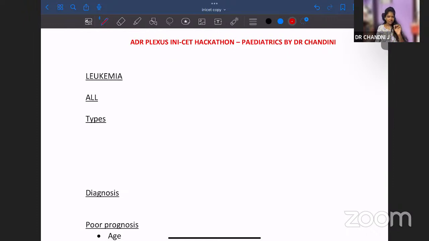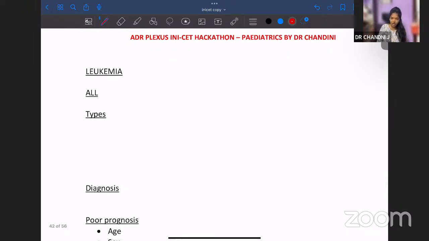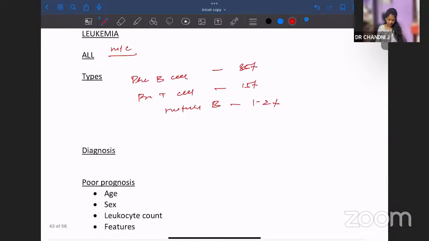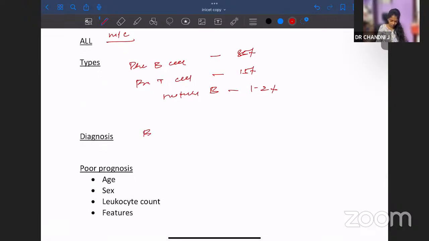Okay, now, coming to leukemias. Sometimes they have asked in previous questions. What is the most common leukemia? ALL. Most common is ALL. Okay, what are the types? You have pre-B cell, T cell, and mature B cell. Pre-B is most common. Next comes T cell. Mature B cell is very less, 1-2%. Clear? So, how will you diagnose? Bone marrow. If more than 25% blast cells are seen, you call it ALL.